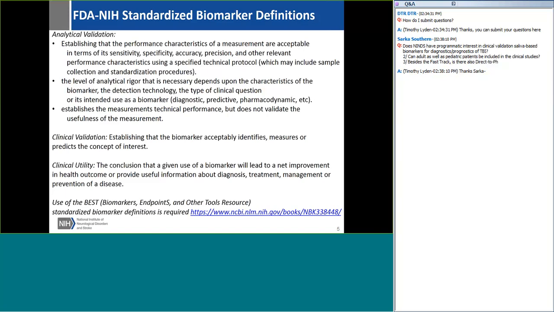We are getting these definitions from a resource called Biomarkers, Endpoints, and Other Tool Resources. This resource was compiled by a collaboration between the NIH and the FDA, and you can look at it as sort of a living document. We have the link on these slides, and the link is live. But in addition to that, you should just keep up with it every now and then, check it, because things change with that.